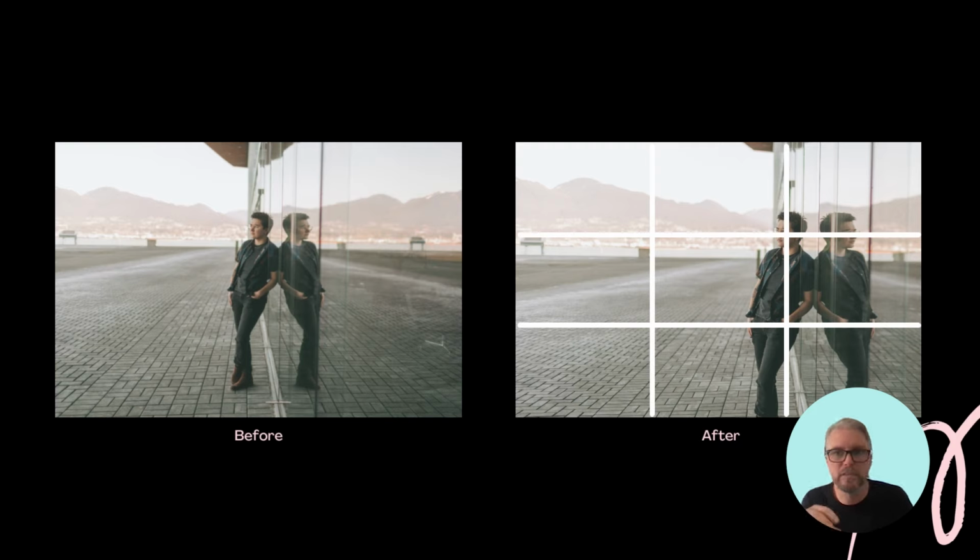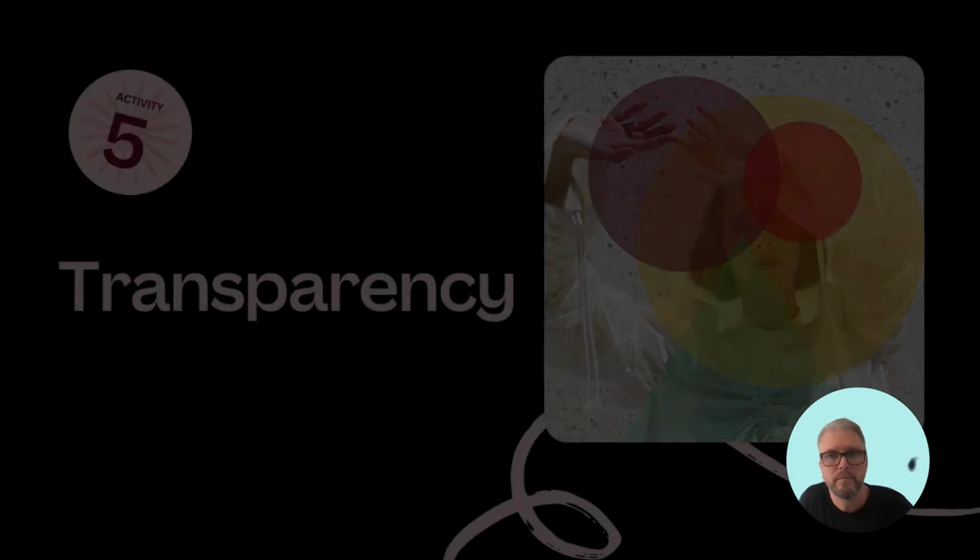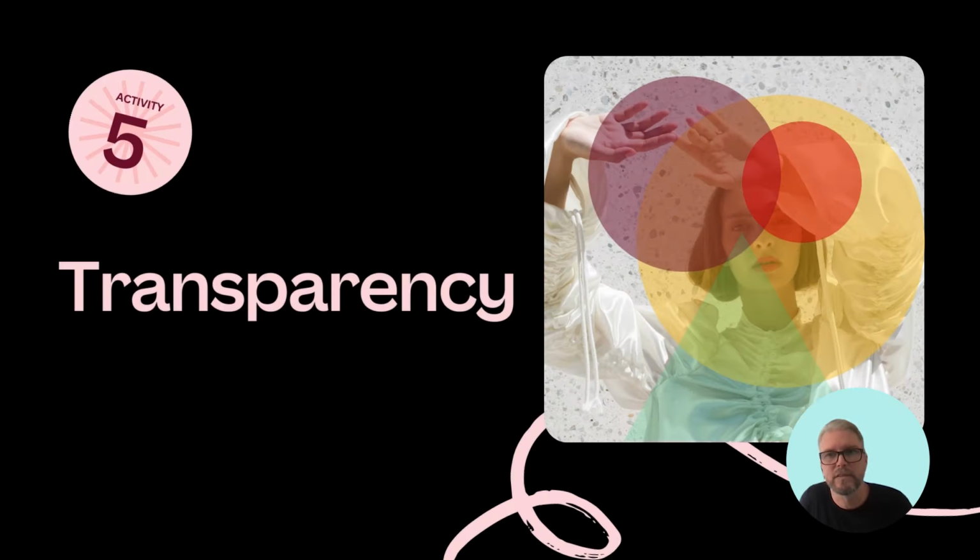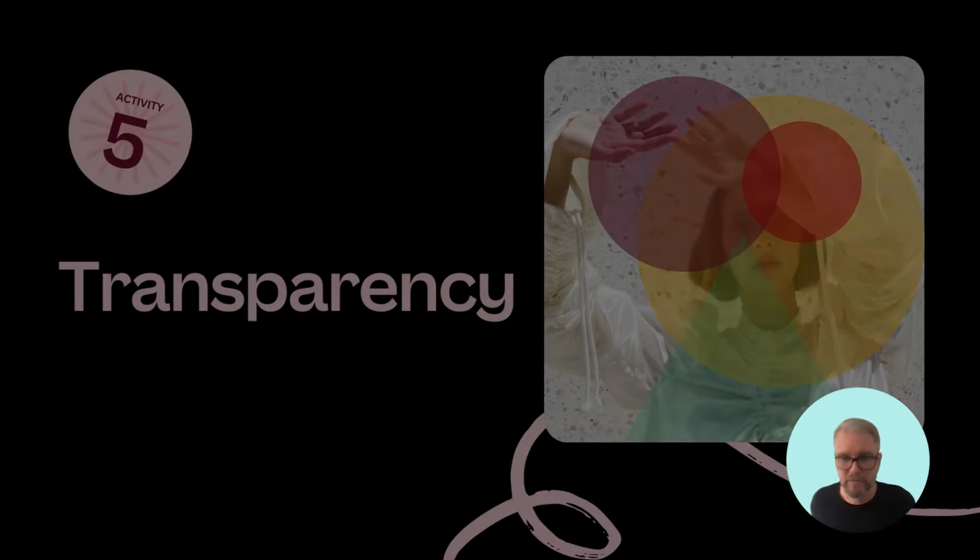And rule of thirds is just one technique that you can use. There's plenty of others, but it's a really good place to start learning composition. One tool that tends to be forgotten is the transparency tool. It's a simple tool that basically makes objects see-through, so you can see the background coming through.